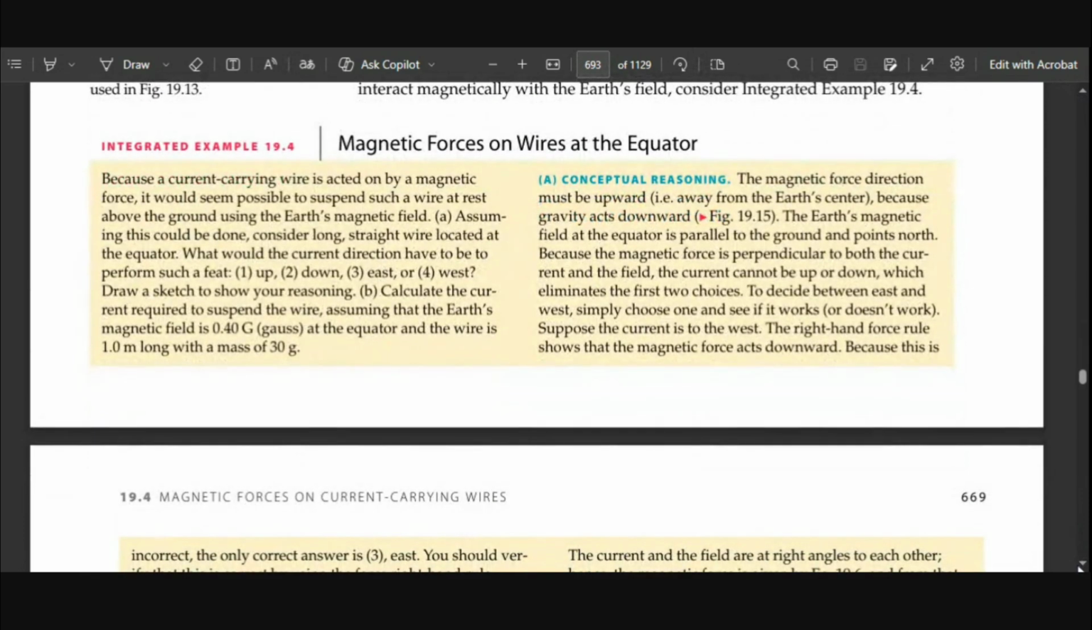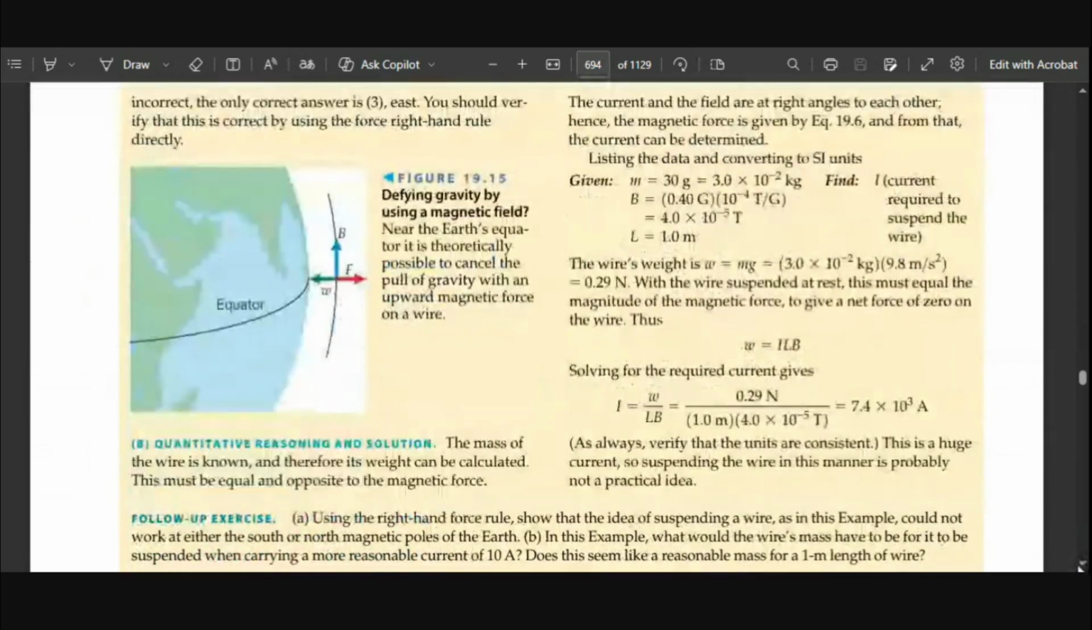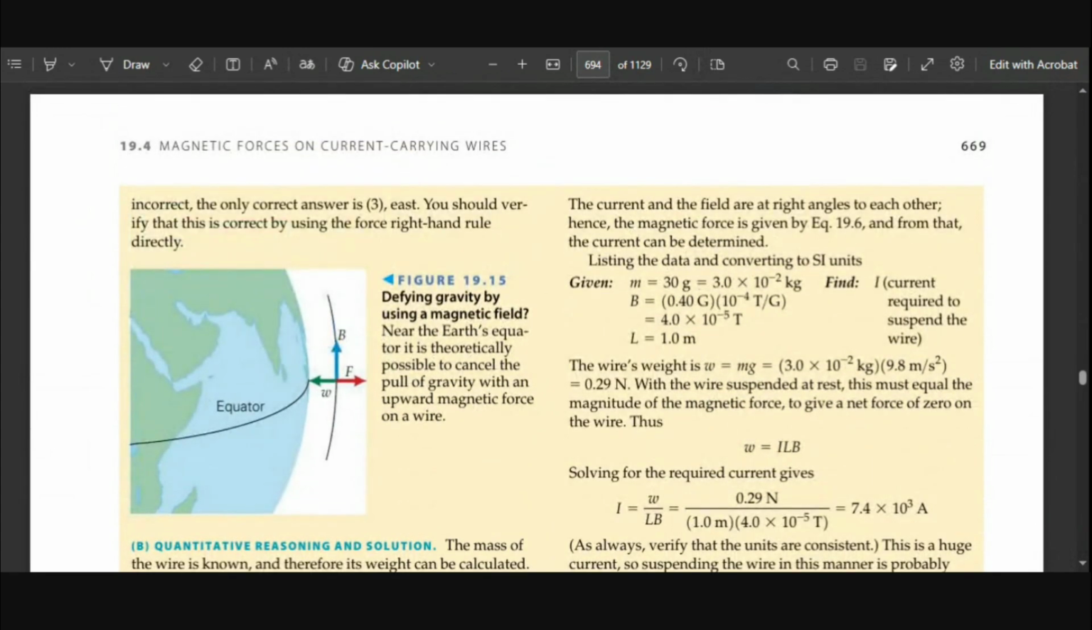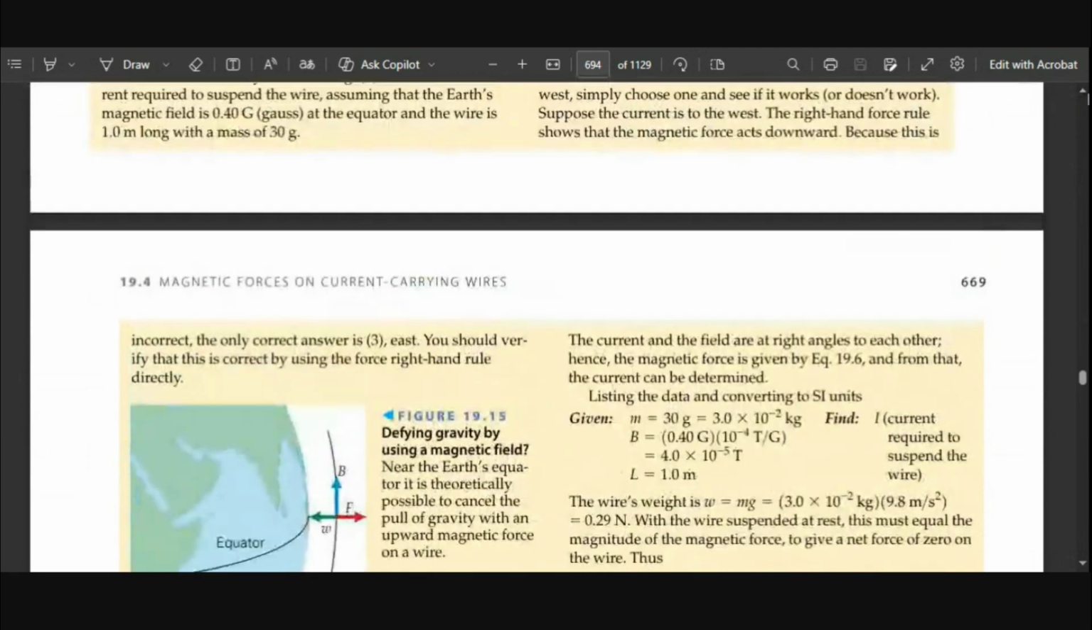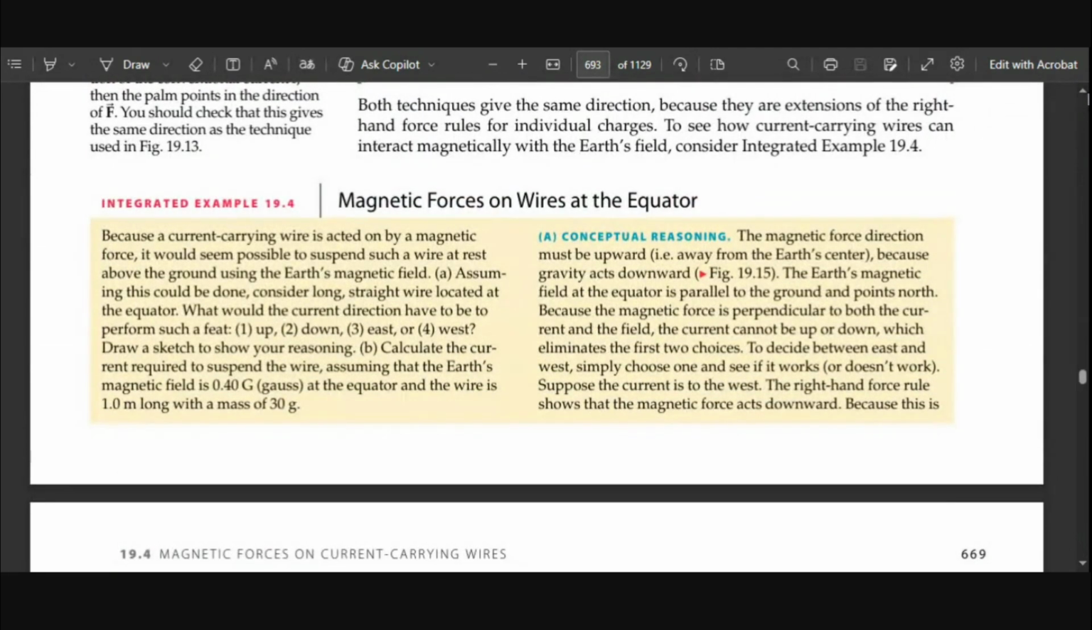Now let us try to understand the magnetic force on a wire at the equator. If there is a wire and we try to understand how much magnetic force it will experience due to the field of Earth, again it is going to be calculated using the same relation. Here is a question and let us try to answer it. It's a conceptual question, but yes, we should answer such questions.